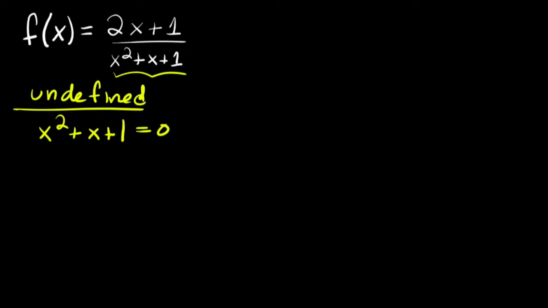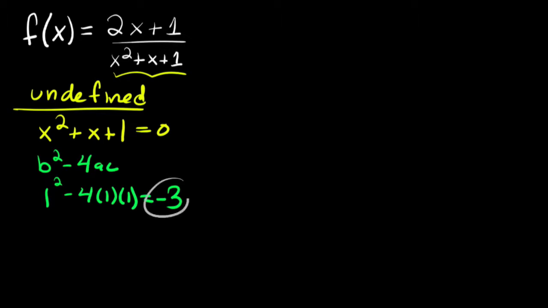But you'll notice that if you do the discriminant, the inside part of the square root on the quadratic formula, because this guy isn't factorable, you'll notice that you get 1 squared minus 4 times 1 times 1, which is equal to negative 3. This tells you that you have two imaginary solutions. So for the purpose of what we're interested in, this guy is never equal to 0. So what that means is that there aren't any places where this function right here is undefined.